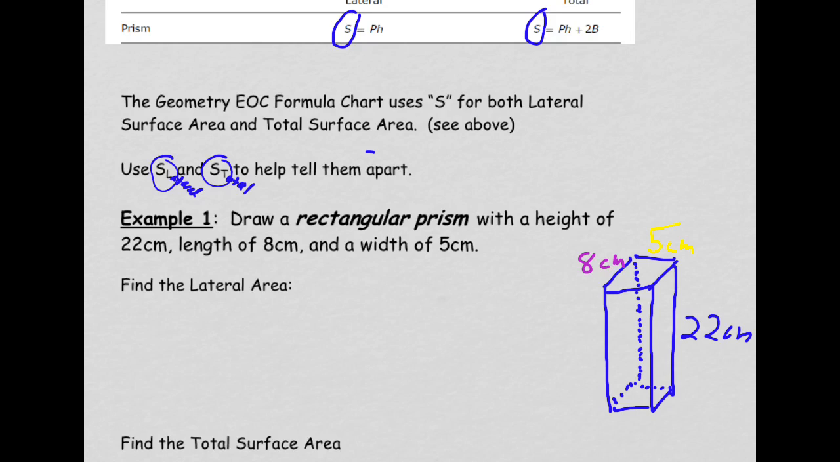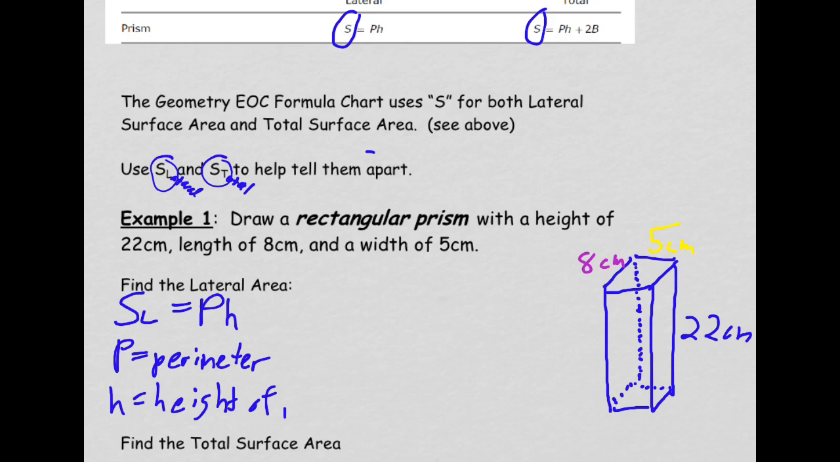Find the lateral area. So we're talking about SL for lateral, right? And I'm going to look up here, and I'm going to see that surface lateral just equals perimeter times height. So in this case, when we're talking about perimeter, we're talking about the perimeter of the base. And so P, big P, equals perimeter of base, and H equals height of prism.